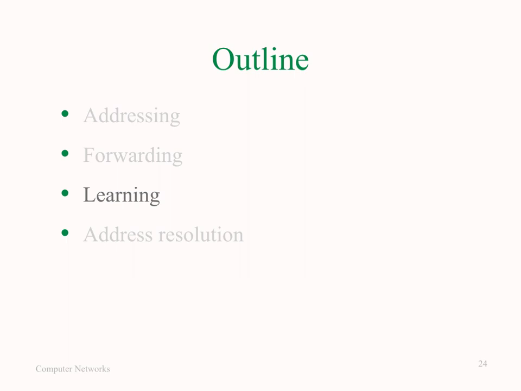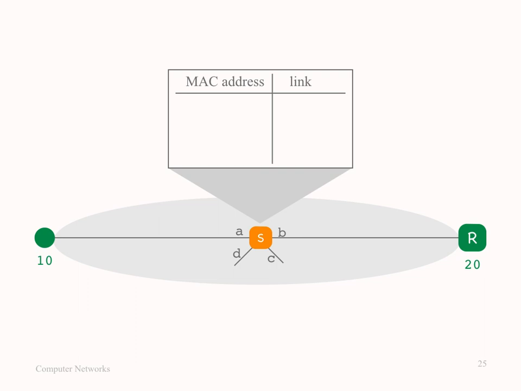The next topic is learning, which is related to the following question. Who populates the forwarding tables of Ethernet switches? The forwarding table of a link layer switch is initially empty. The switch fills the table based on the traffic it observes.